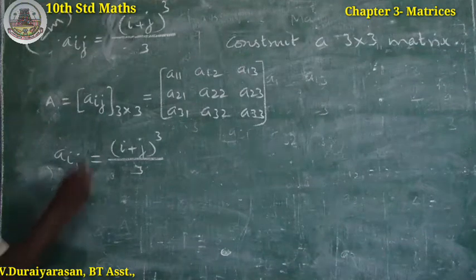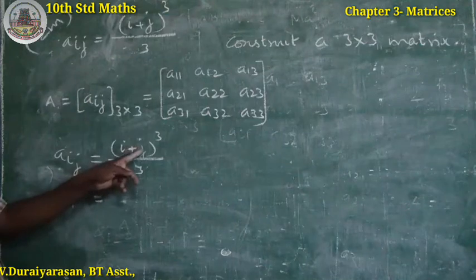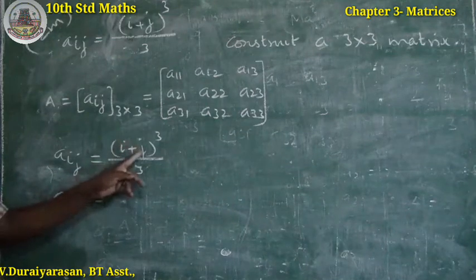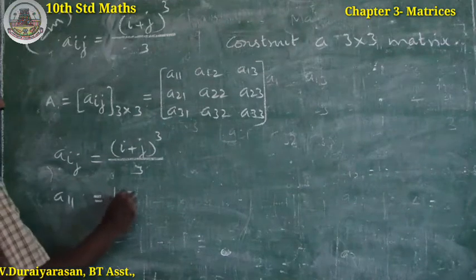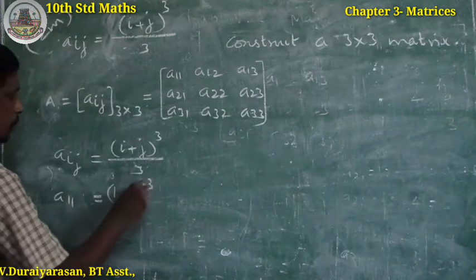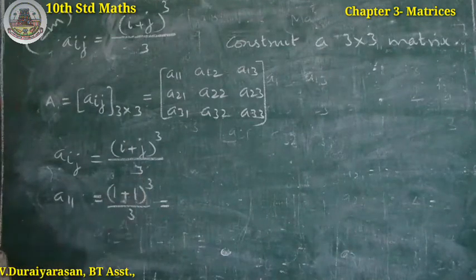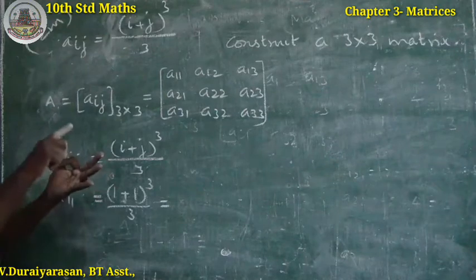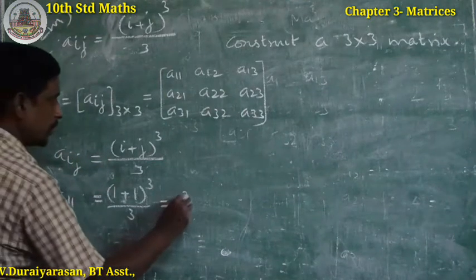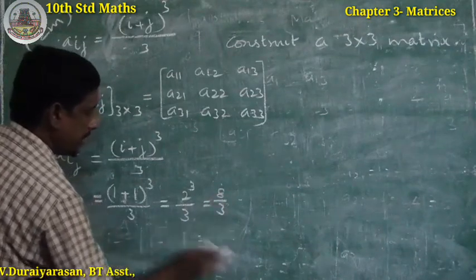First to find A11. I equal to 1, j equal to 1. 1 plus 1, 2. 2 cube, 8. 8 by 3. (1 plus 1) whole cube by 3. 1 plus 1, 2. 2 cube is 2 multiplied 3 times, 2 into 2 into 2. 2 2s are 4, 4 2s are 8. 2 cube by 3 is equal to 8 by 3.